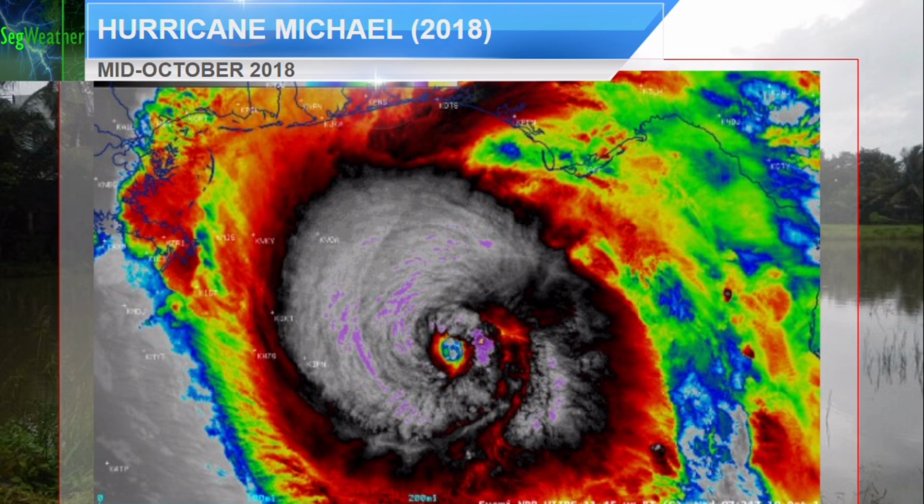Now, looking at Hurricane Michael, not anywhere as big as Typhoon Tip, but still a pretty impactful hurricane that, again, struck the Florida coast. You can see this is the map early in the morning of October 10th, 2018, as it approached the Florida coast.